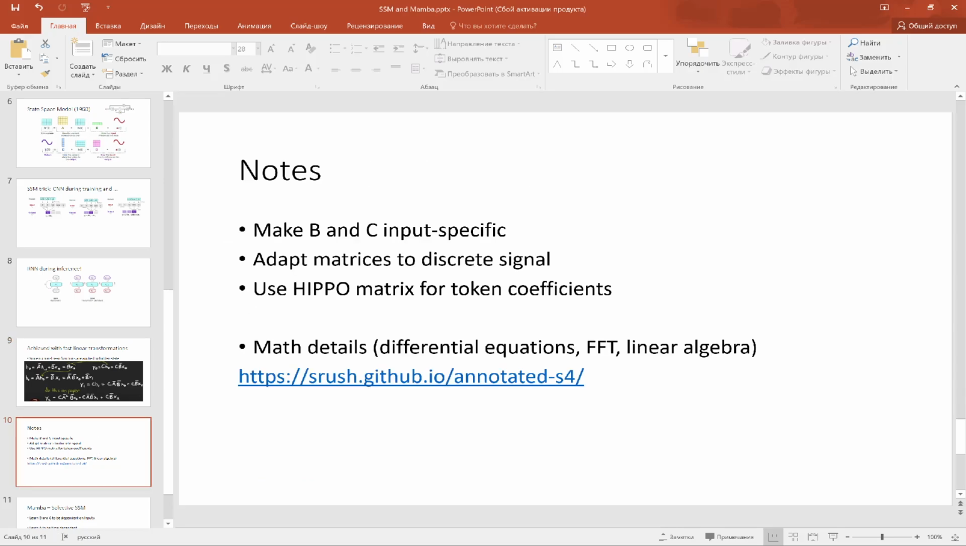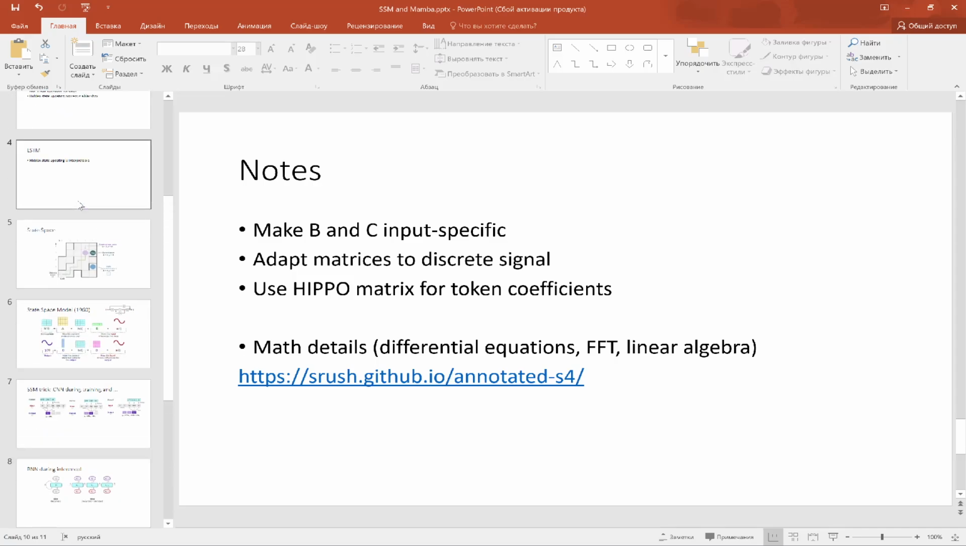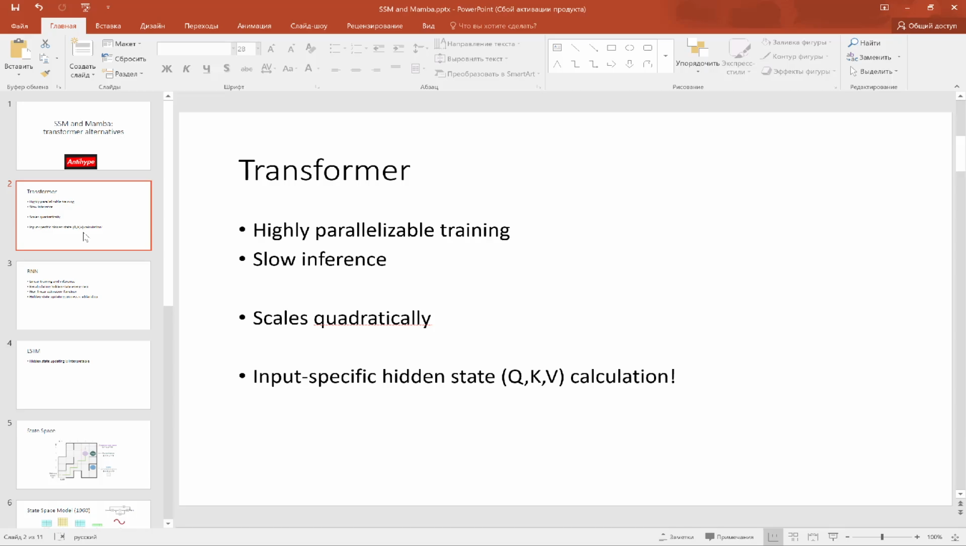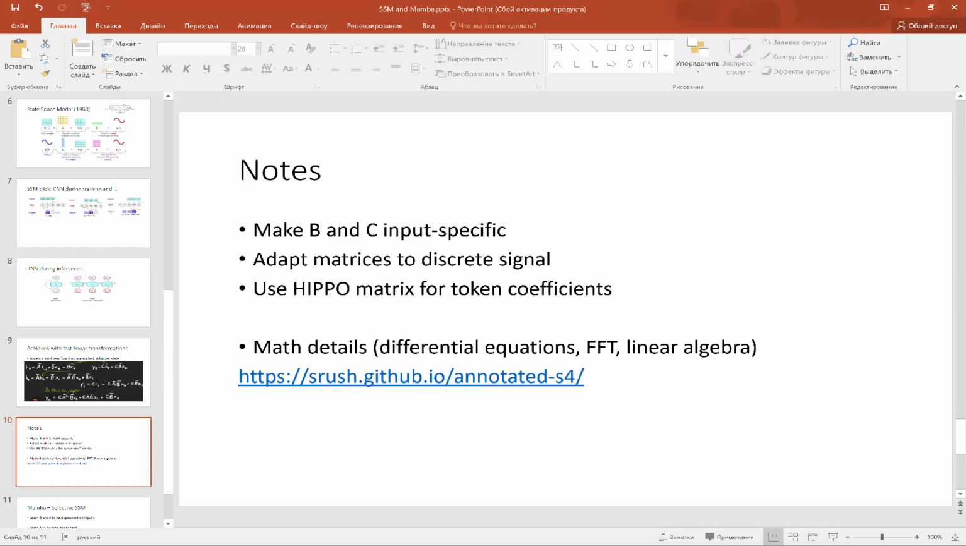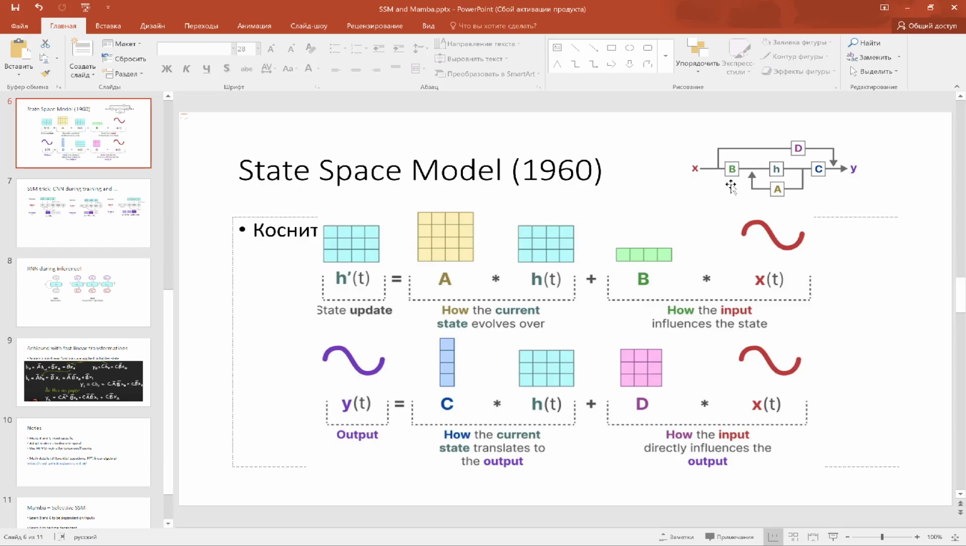Here are some notes. This model is not so simple. These are improvements, so I'm talking about how to improve this model. First of all, in a transformer, we apply input-specific transformations to inputs, like Q, K, and V. To improve SSM, we can also come up with B and C matrices which will be input specific. Here we apply not a common matrix to the input, but an input-specific one. And that will be the difference from the LSTM model.